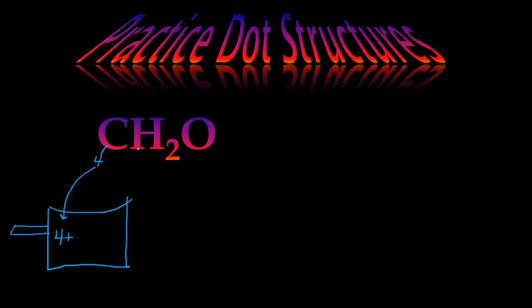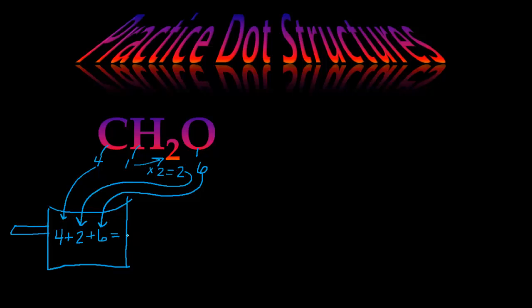H is going to put 1 electron in the pot, but since we have 2 of them, we're going to multiply that by 2, which gives us 2 electrons. So H is going to put 2 electrons in the pot. Then we have O. O is in group 16, so it's going to give us 6 electrons to add to the pot. So that means in my pot I have a total of 12 electrons to use.